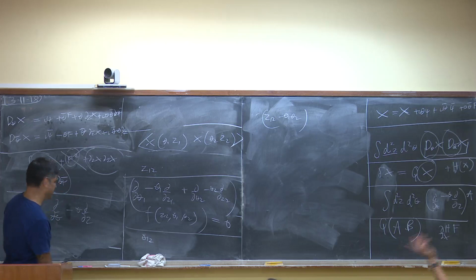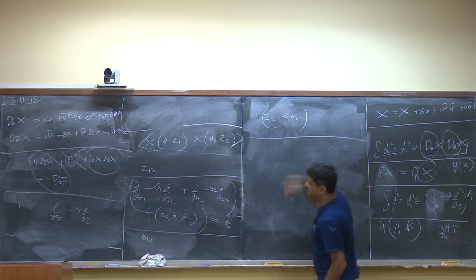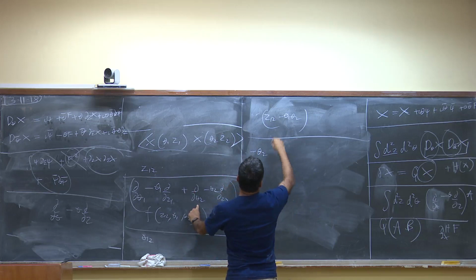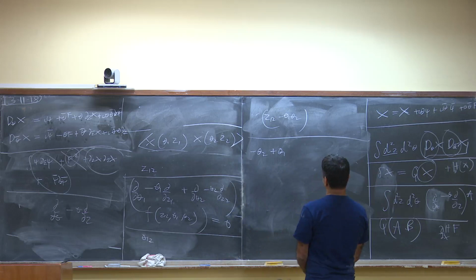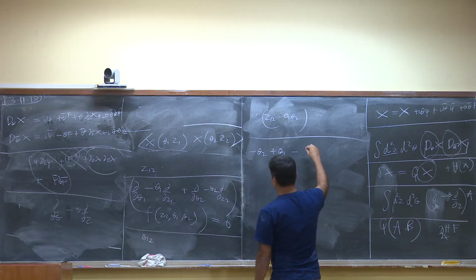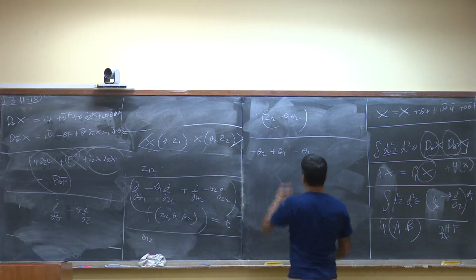Okay, so let's check this. Let's do del by del theta 1 of this. So we get minus theta 2. Let's do del by del theta 2 of it. We get plus theta 1. Right. And let's do del by del z1 of it. We get minus theta 1, and then do del by del z2 of it, we get plus theta 2.